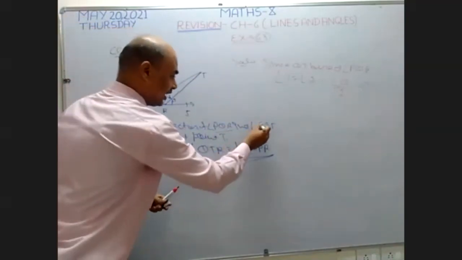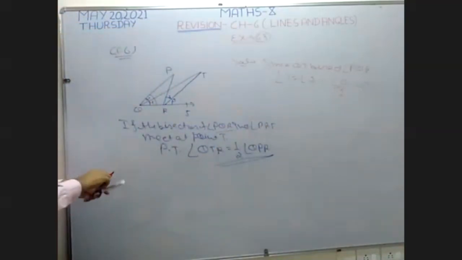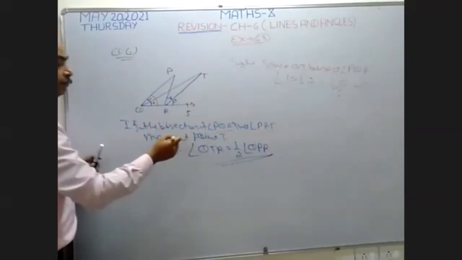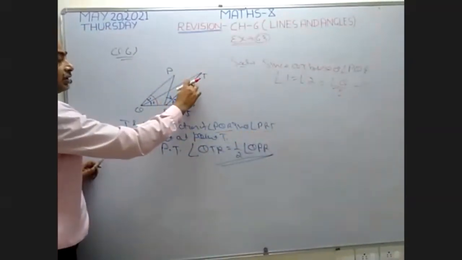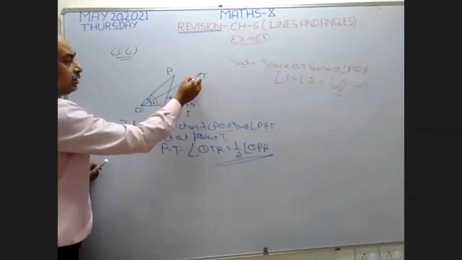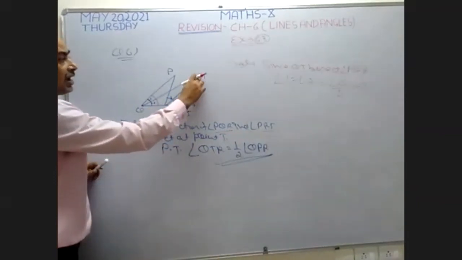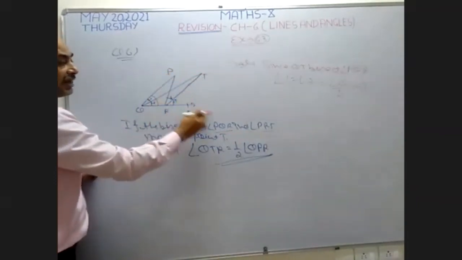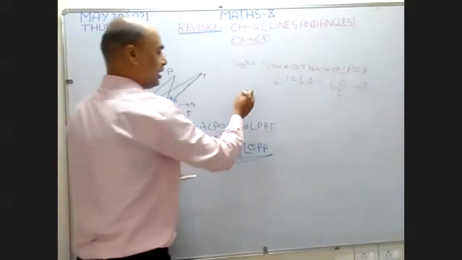This is triangle PRS. The bisector of angle PRS meets at point T. It means this line is the bisector of this angle. What is the name of this line? RT. RT is the bisector of angle PRS. It is given.